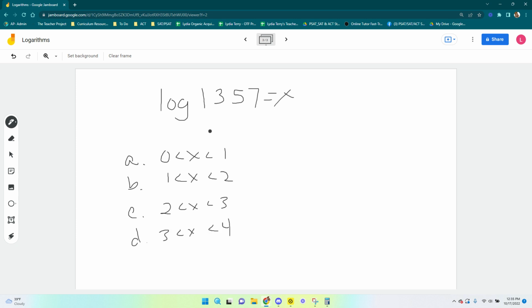Okay, so let's go ahead and rearrange this with our velociraptor talon. So 10 to the x is equal to 1,357. All right, so let's check it. 10 to the 0 is 1. 10 to the first is 10. Is 1357 between 1 and 10? No.